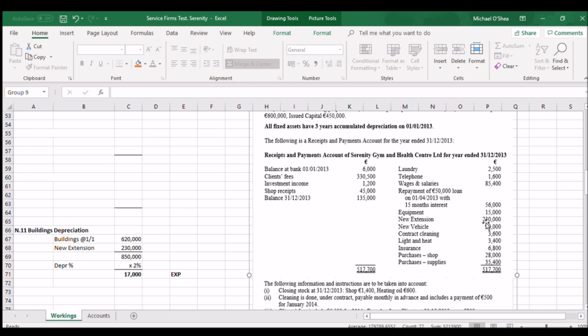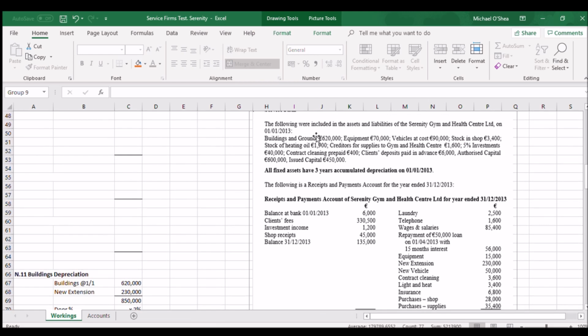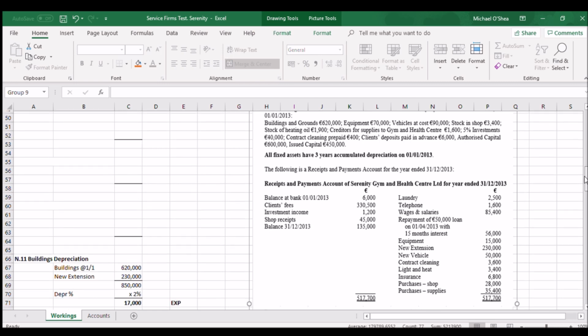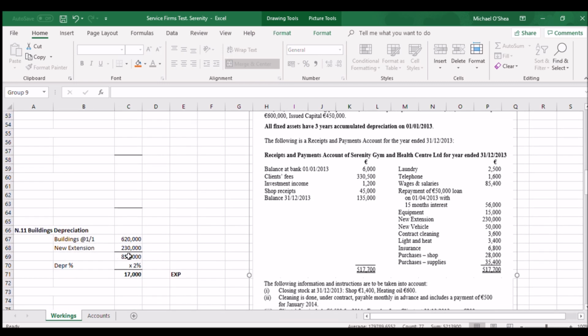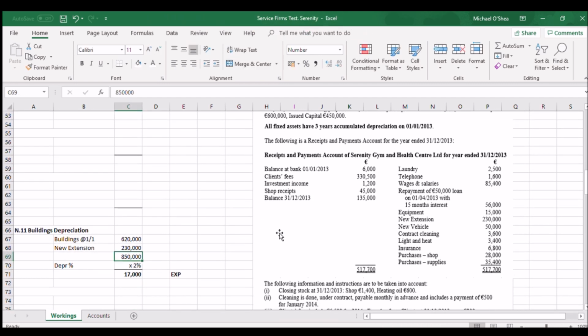But on the payment side, we can see that there's a new extension, and a new extension means that we've purchased additional buildings. So what I've done here is we've our buildings, the first 620,000, which you see at the top of the question. I've added on the new extension because that means we have more buildings now. So our buildings is up to 850,000.